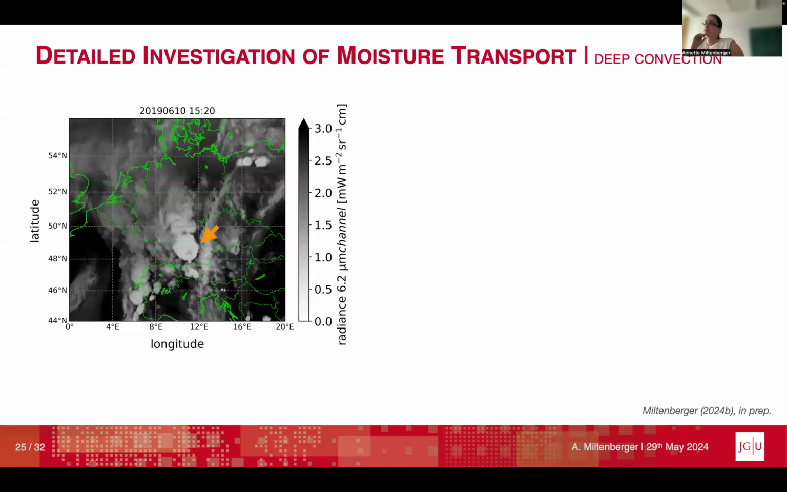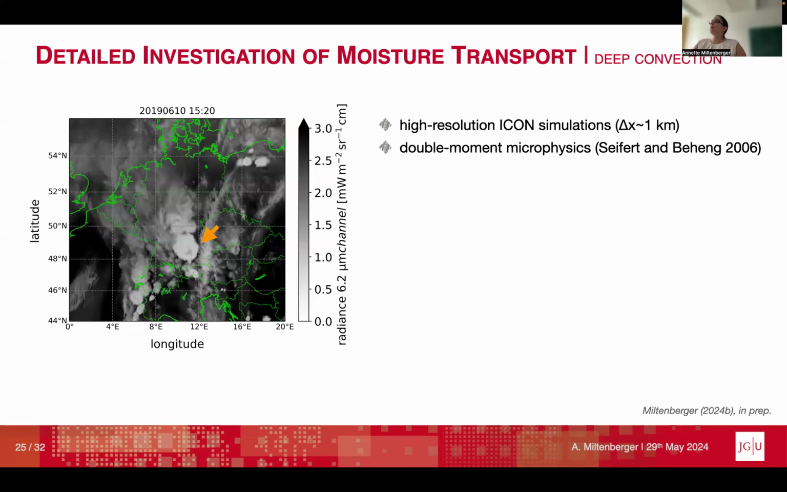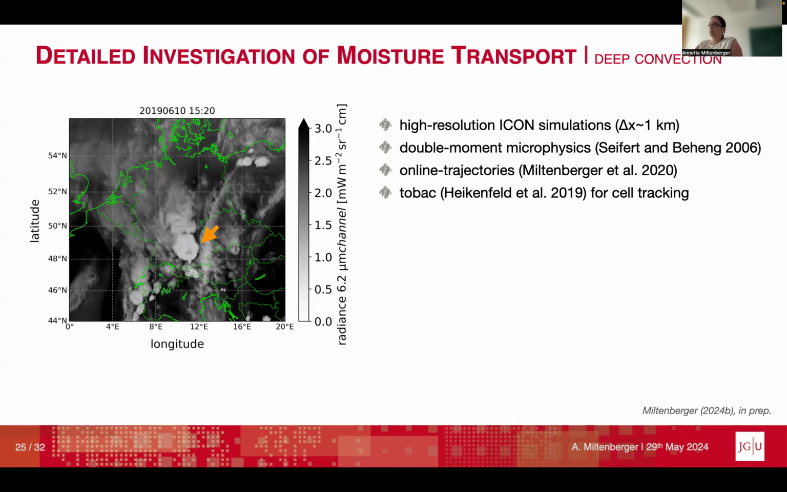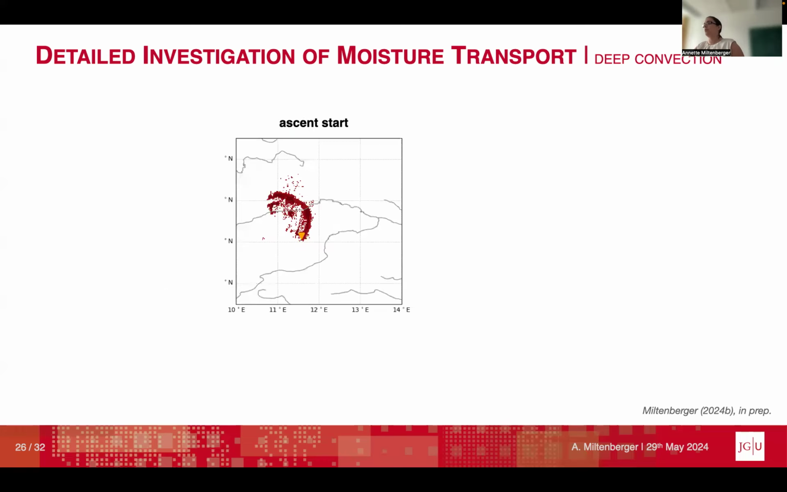You can see here the system in question. It's a supercell storm that produced 2 to 3 centimeter hail in the Munich area in 2019. We again did a high-resolution ICON simulation, this time with a grid spacing of 1 kilometer. We again use the double moment microphysics scheme. We again compute online trajectories to follow the parcels through the deep convective ascent. And we use the tobac code for cell tracking to focus on the individual deep convective storms.